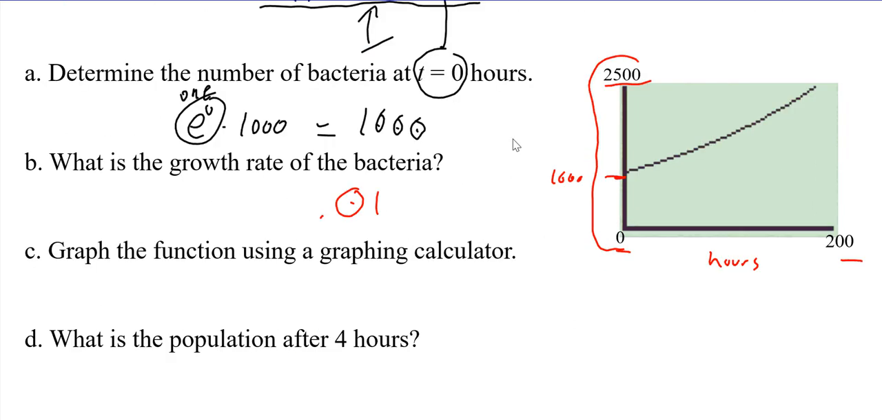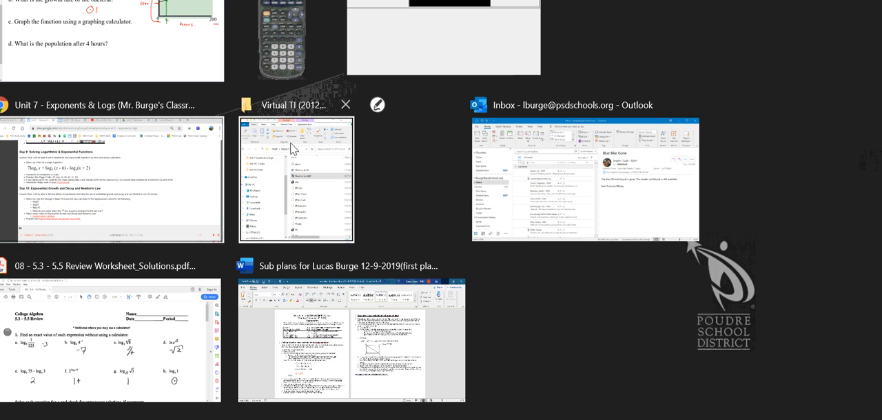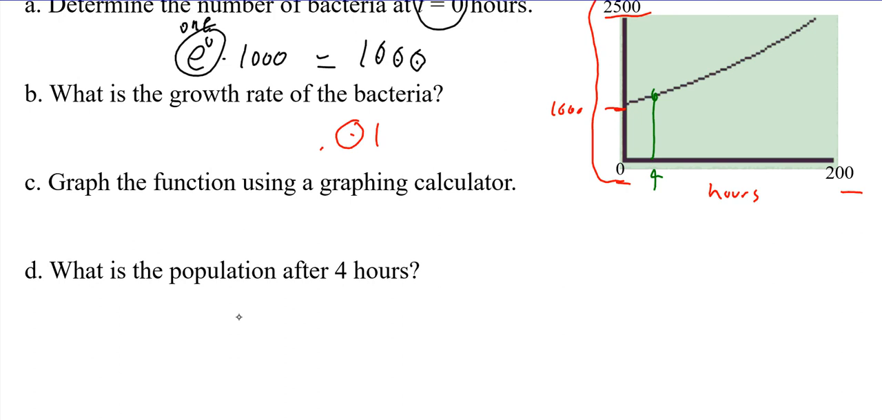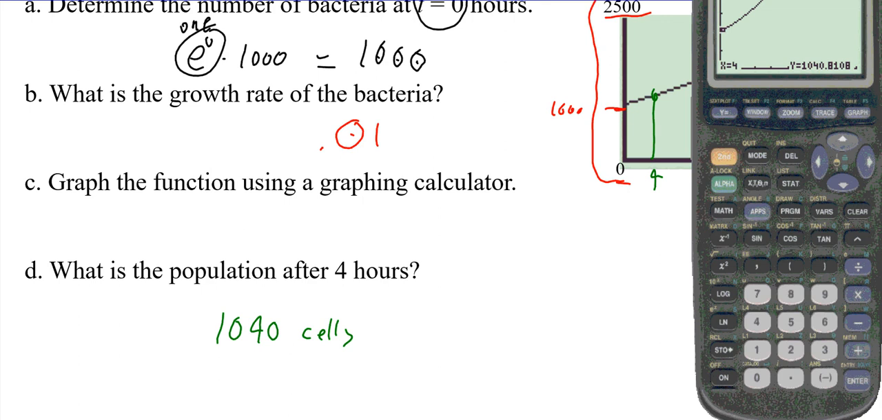So what is the population after 4 hours? So using my graphing calculator, I know it's going to be somewhere around here. 4 hours. I'm going to find that here. Because that's an X value, I can hit trace at 4. And I see that I'm going to have a population of 1040 cells. Okay, make sure I rounded appropriately. 1040, so we should probably round to the nearest cell, so that's 1041.